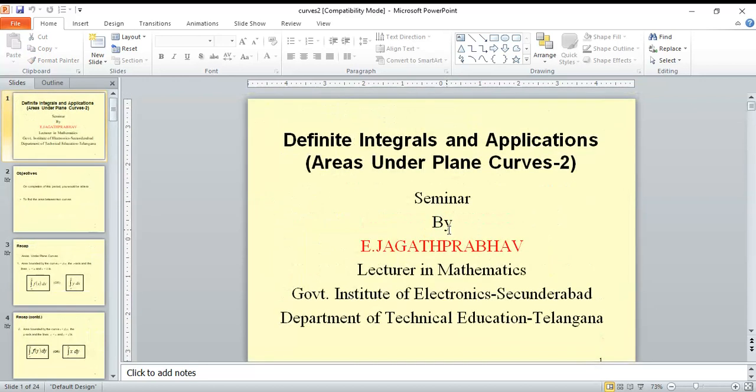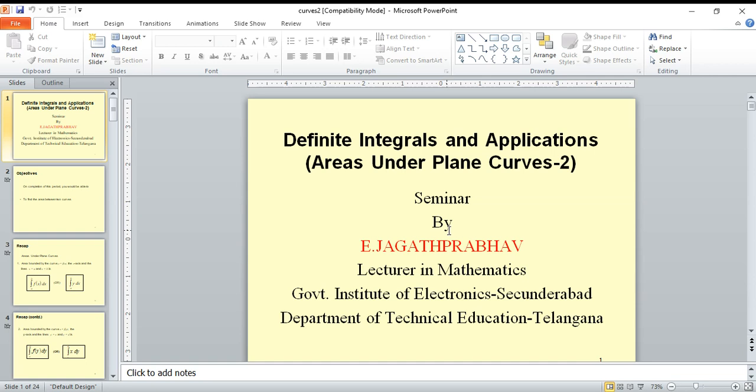Today we are going to discuss areas under plane curves 2. That is, areas is the application of definite integral. Last class we discussed areas in chapter areas class 1. Today areas of class 2.